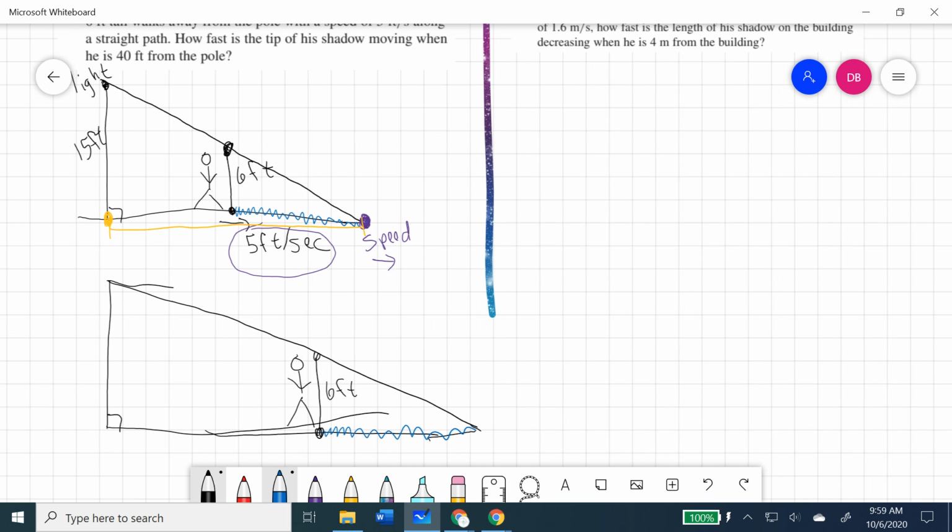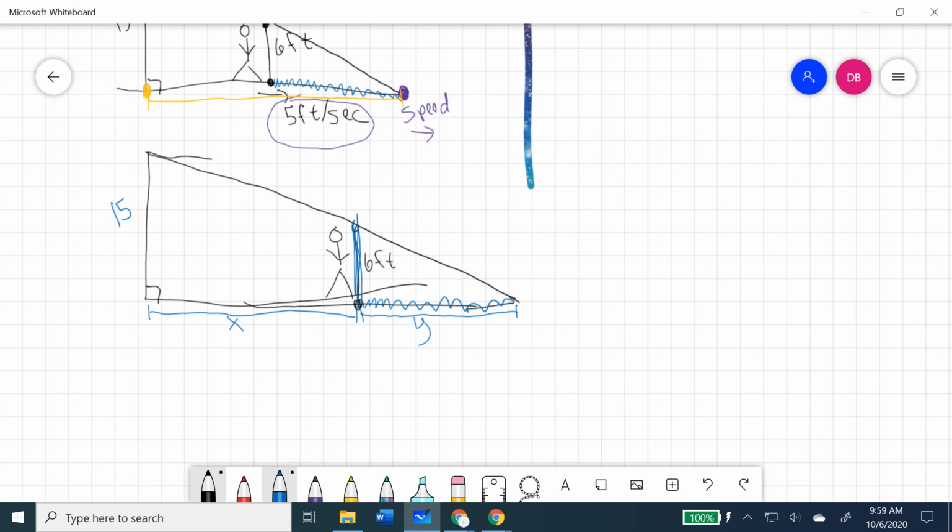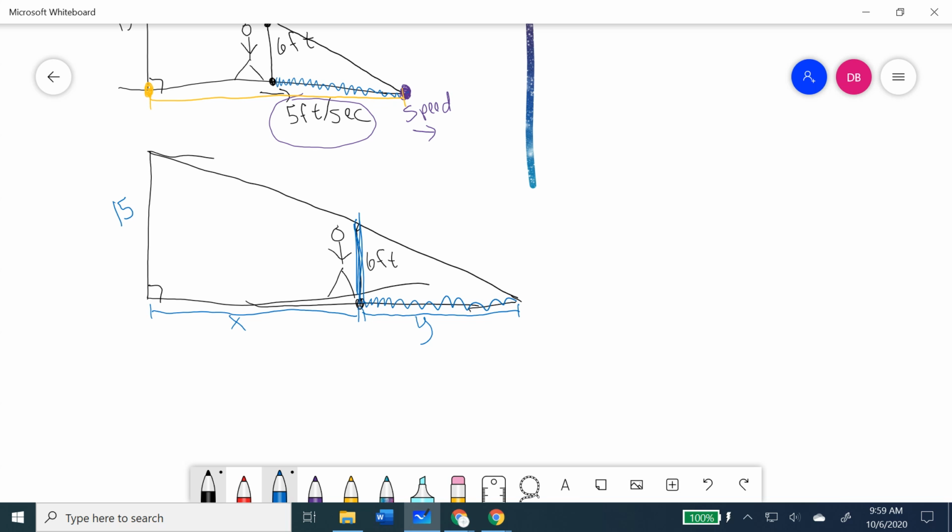And I'm going to put a variable then on these things. I'll use this other triangle. This is a definite 15 feet. This is a definite 6 feet. And I'm going to just use X and Y. I think those were the letters I was using yesterday. X being this distance and Y being this distance. If we want to know how quickly this point is moving, we want the rate of change of this entire distance to the pole.